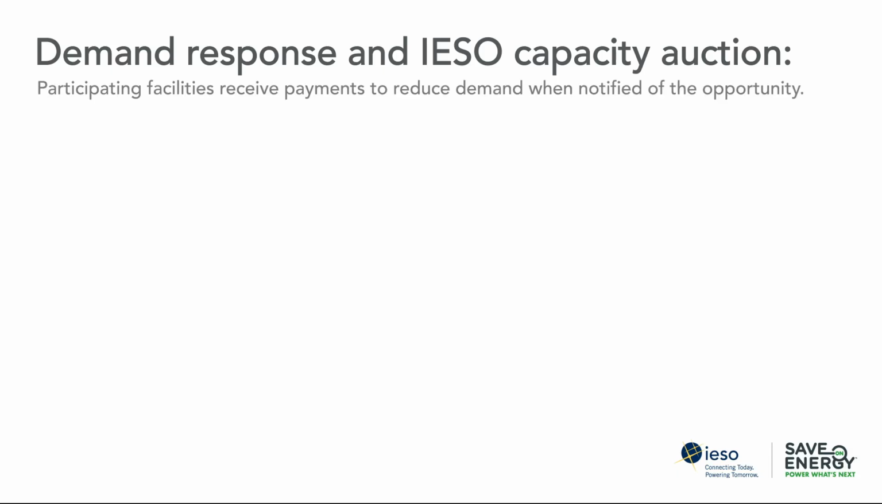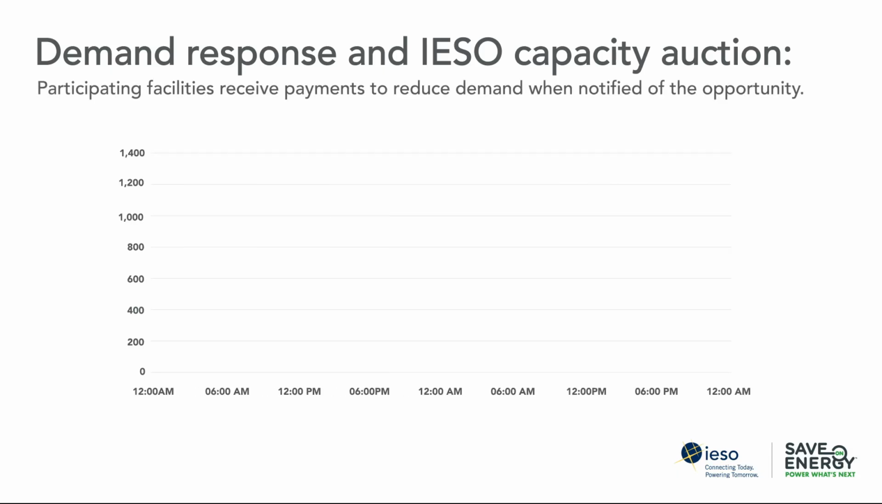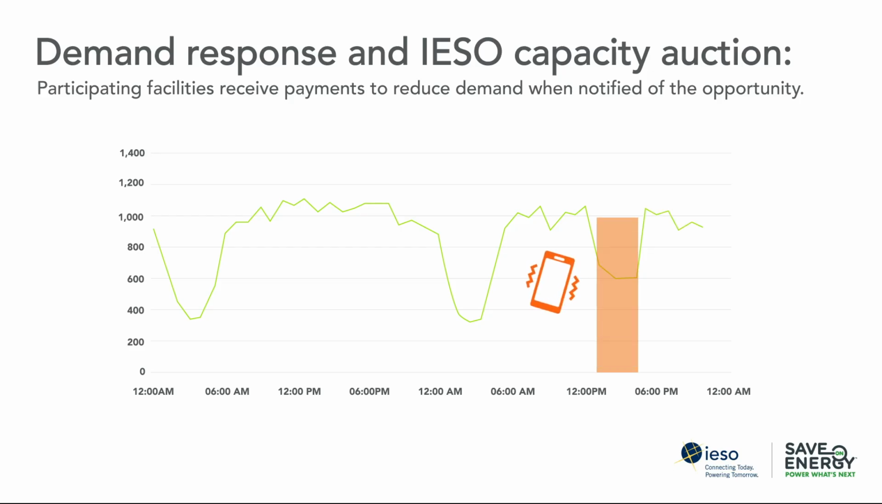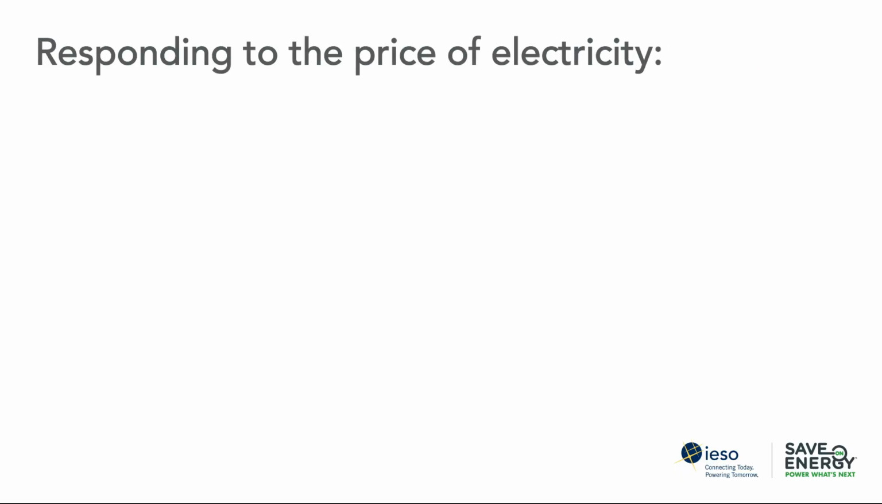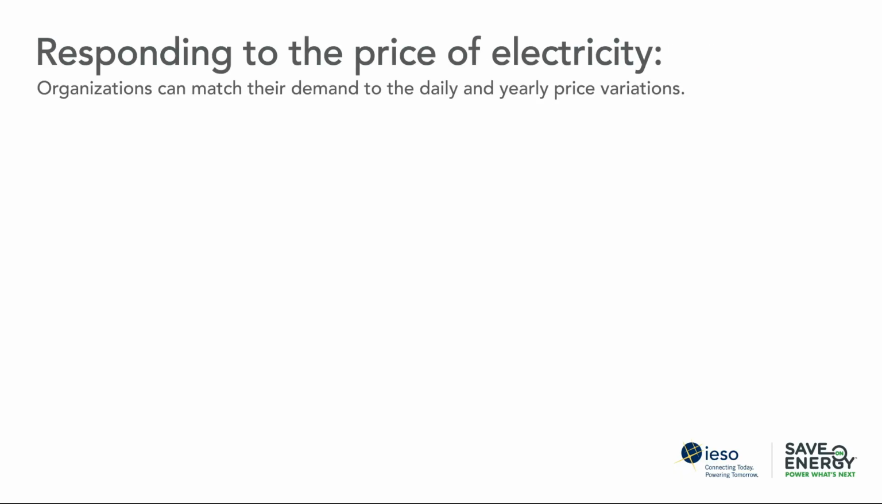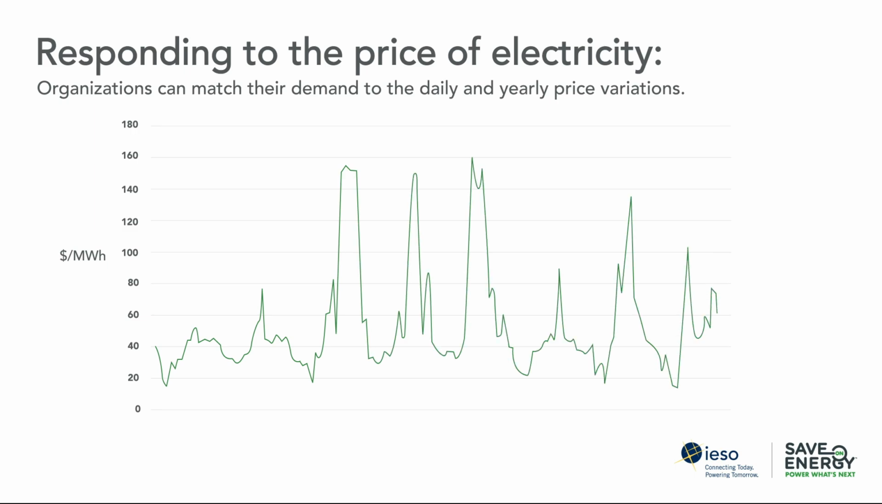Utilities may offer demand response programs, in which facilities can receive payments for reducing electrical demand in response to a signal sent by the utility or a third party. Facilities can participate directly through the utility or through an aggregator that combines multiple facilities to provide demand response capacity. Many large electricity consumers pay the market rate for electricity, which can vary on an hourly basis depending on provincial electrical demand. Demand management can help organizations avoid times when electricity costs are highest.